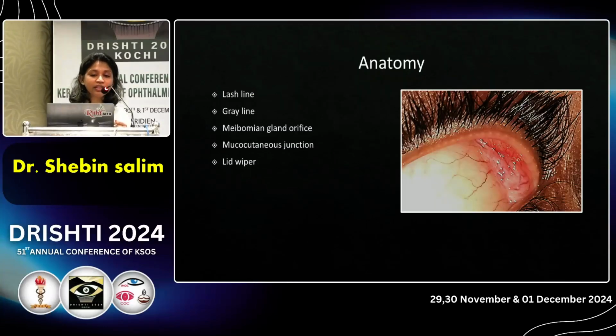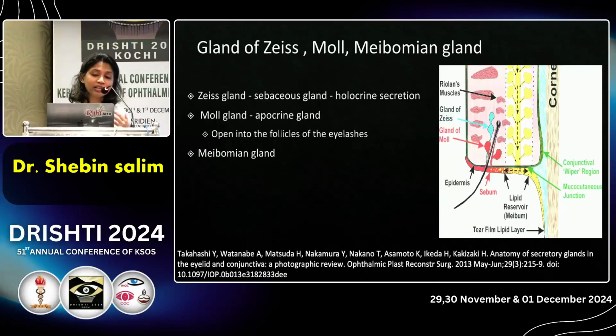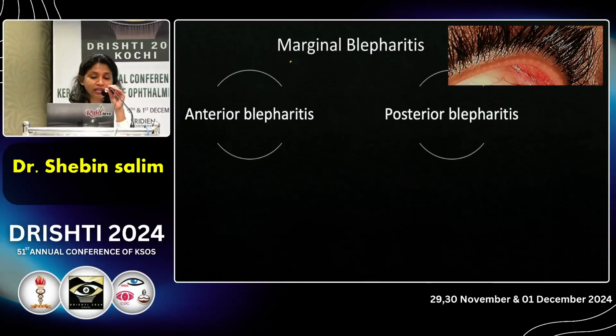So let us start with the anatomy. Most anteriorly we have the lash line, then comes the gray line, the meibomian gland orifice, the mucocutaneous junction, and the lid wiper. We have many glands in the lid margin, including the gland of Zeis, which is a modified sebaceous gland, the gland of Moll, and the meibomian gland. So let us start with the first trouble, that is blepharitis.